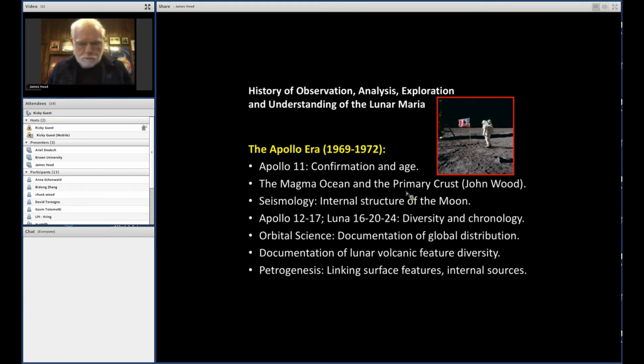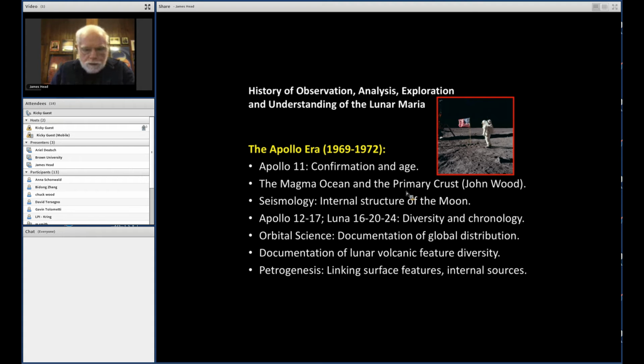At the same time, orbital science began to give us really a documentation of the global distribution of Maria deposits and their relationship to other landforms like impact basins. And we also were able to, even starting with Lunar Orbiter 4 and 5, take a look at the distribution of volcanic features and their diversity, quite a diversity of volcanic features.